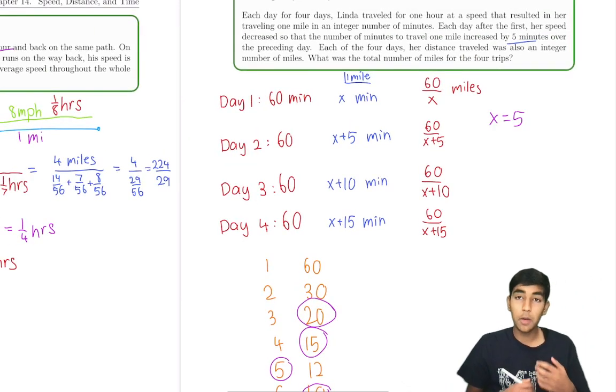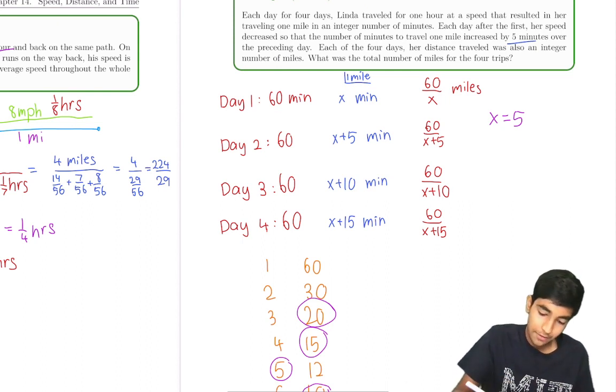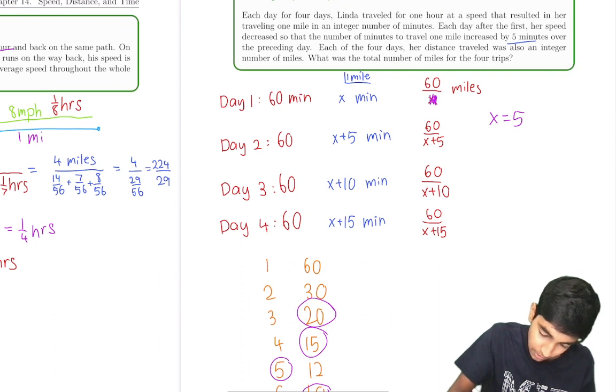So what is the total number of miles for the 4 trips? To do this, all we have to do is plug it in. So x is 5, right?